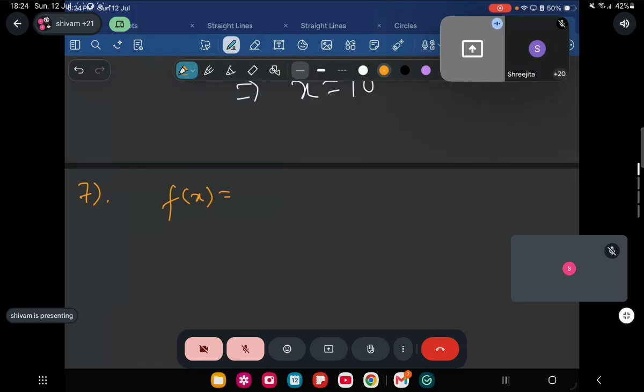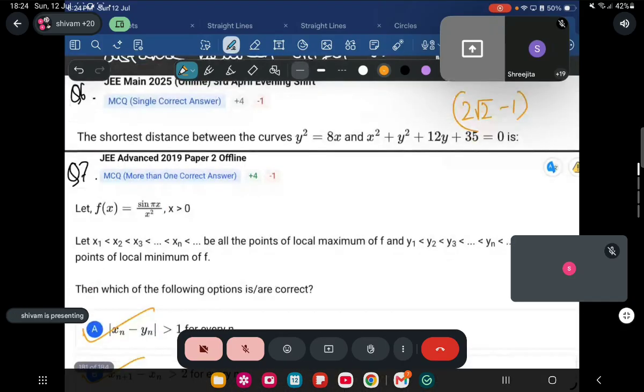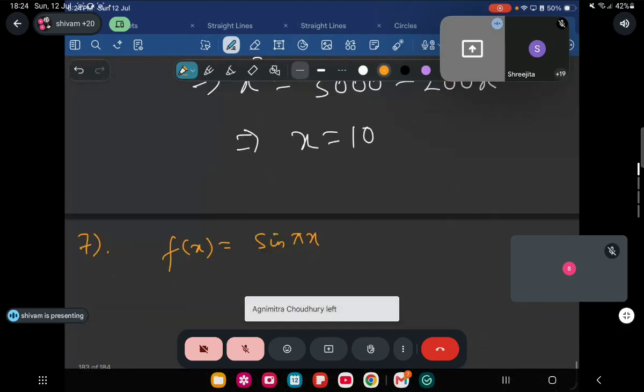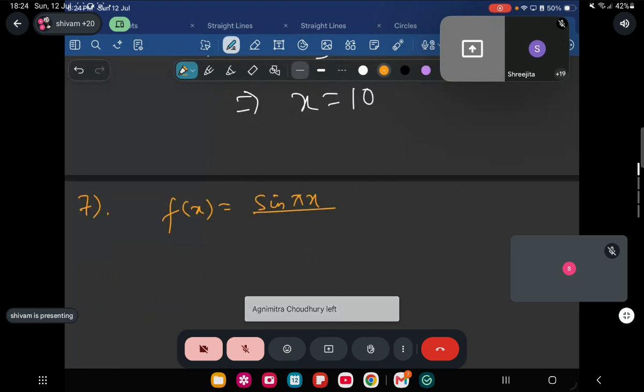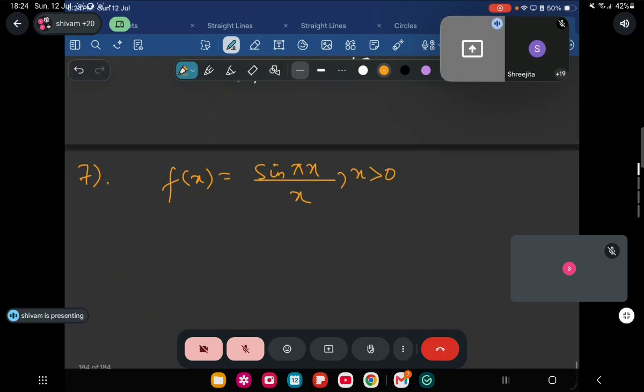f of x is equal to sine pi x, the whole thing divided by x square, right? For x greater than 0. Now what do we need to apply? We need to differentiate to find out maxima and minima. Let us apply: f dash x will be equal to, tell me, x square into sine pi x. What is the differentiation of sine pi x? Pi cos pi x. Right, tell me.